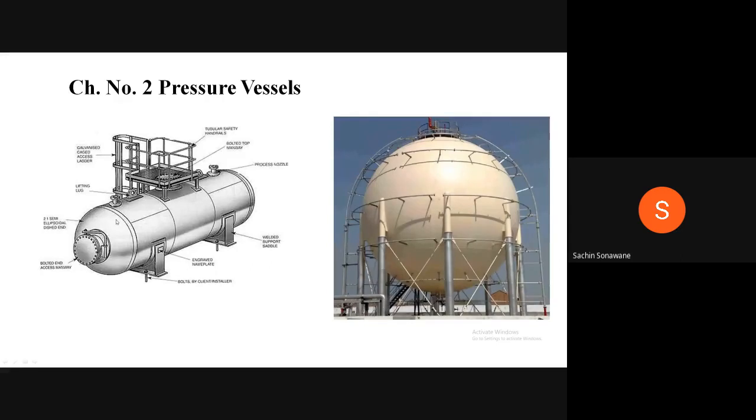First are the end closures. End closures are different: semi ellipsoidal dished end, then spherical head. Then the pressure vessel also consists of a manhole or manway, so that a human can enter inside the pressure vessel. Also, the pressure vessel consists of nozzles. See that this is a process nozzle. Then these are the lifting lugs, so that we can lift this pressure vessel by clamping a hook here.